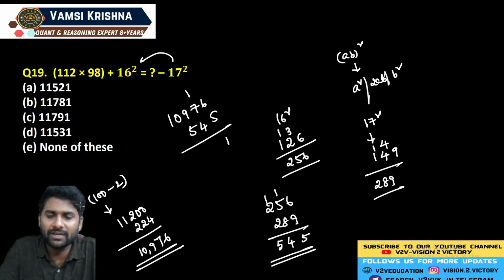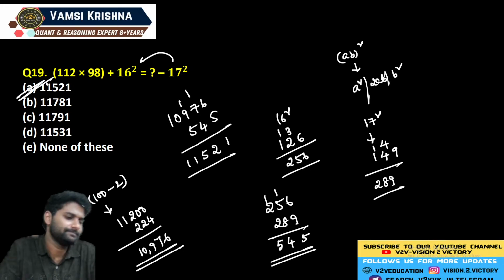Say 1 carry forward here, carry over. So 2, 5, 11. So 11,521 is the option.